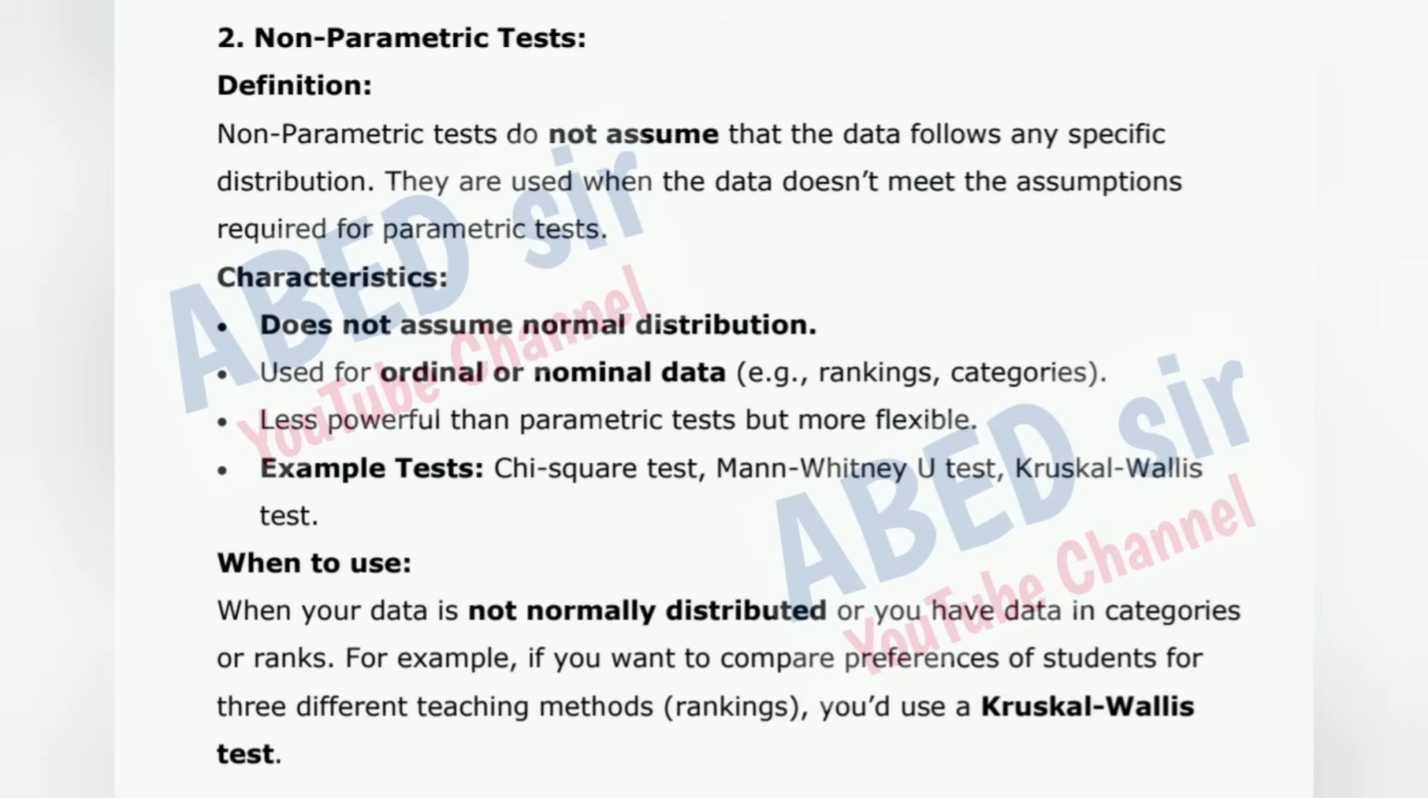Less powerful than parametric tests but more flexible. Example tests, Chi-square test, Mann-Whitney U test, Kruskal-Wallis test. When to use. When your data is not normally distributed or you have data in categories or ranks. For example, if you want to compare preferences of students for 3 different teaching methods, rankings, you'd use a Kruskal-Wallis test.